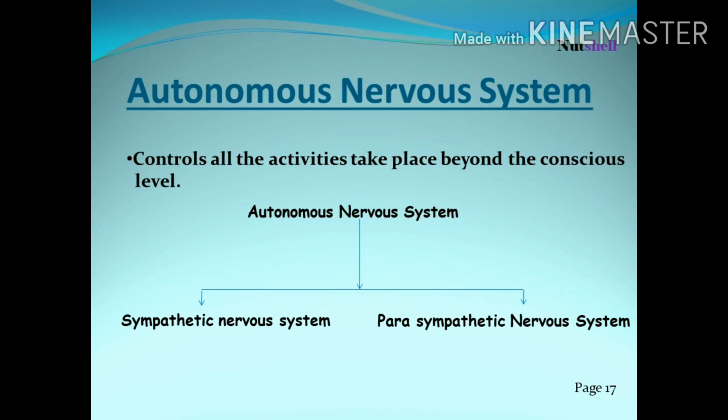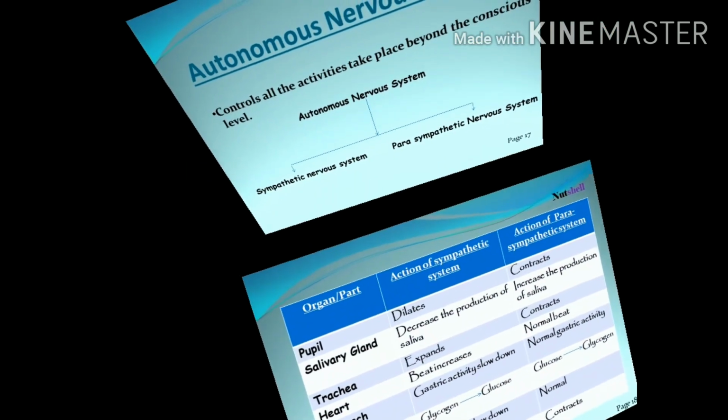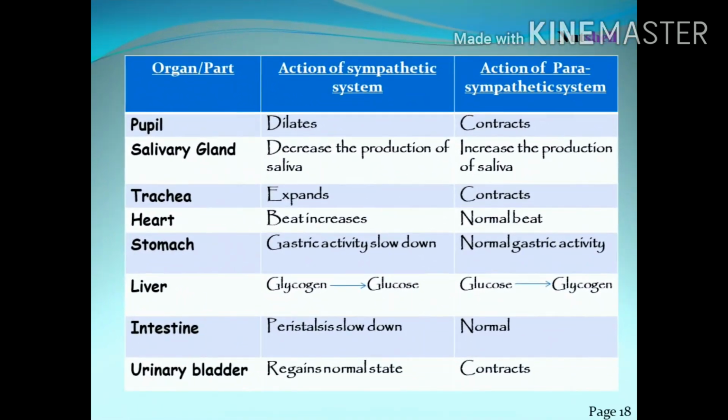Next is the autonomic nervous system. It controls all the activities that take place beyond the conscious level. It can also be divided into two: the sympathetic nervous system and the parasympathetic nervous system. Here is a table showing the action of the sympathetic system and parasympathetic system in various organs.